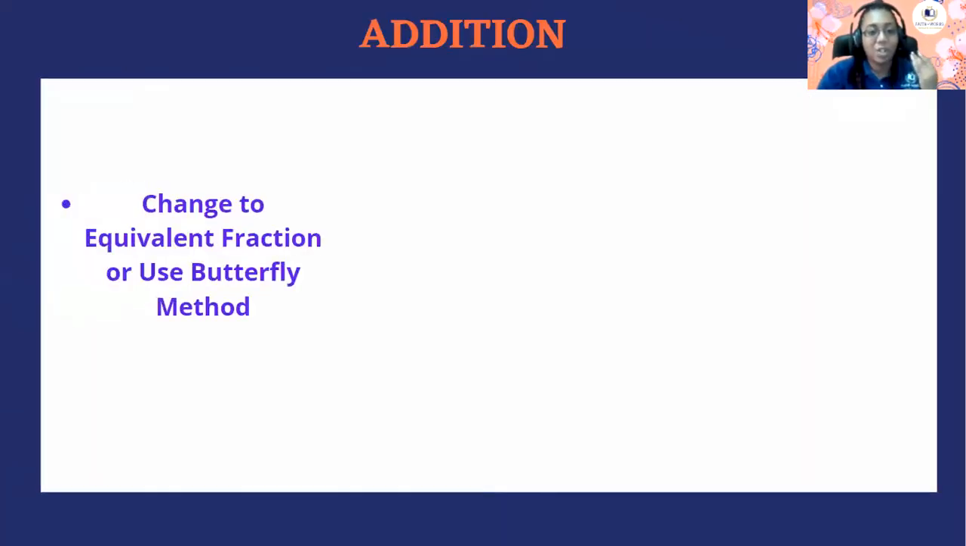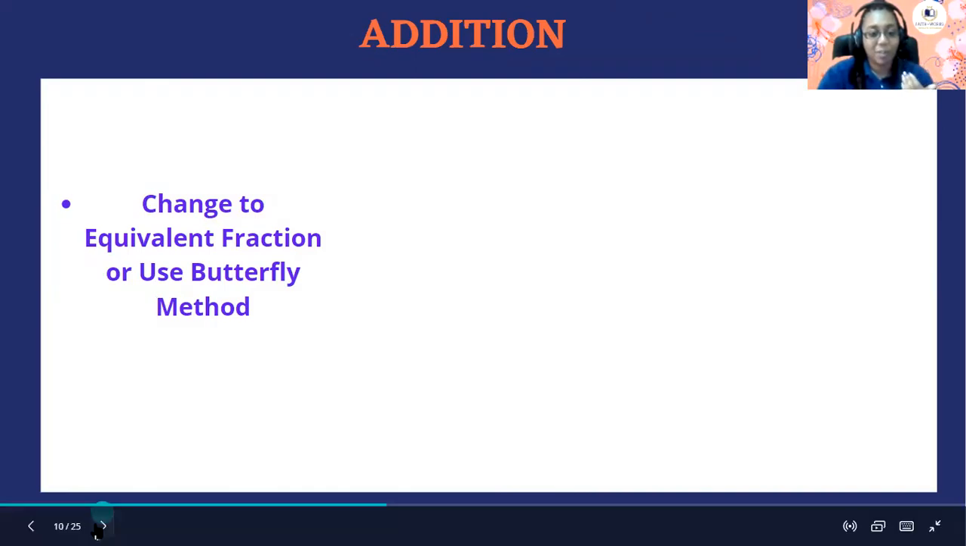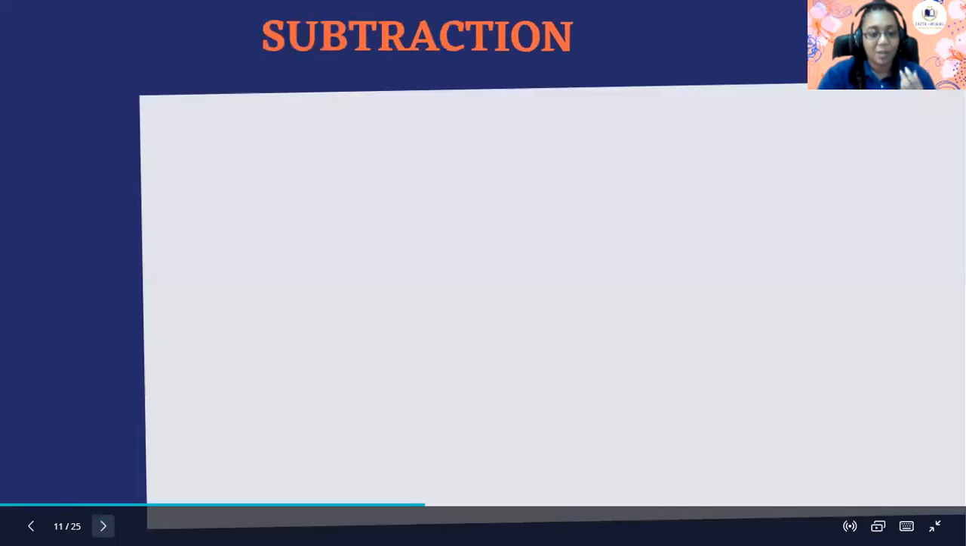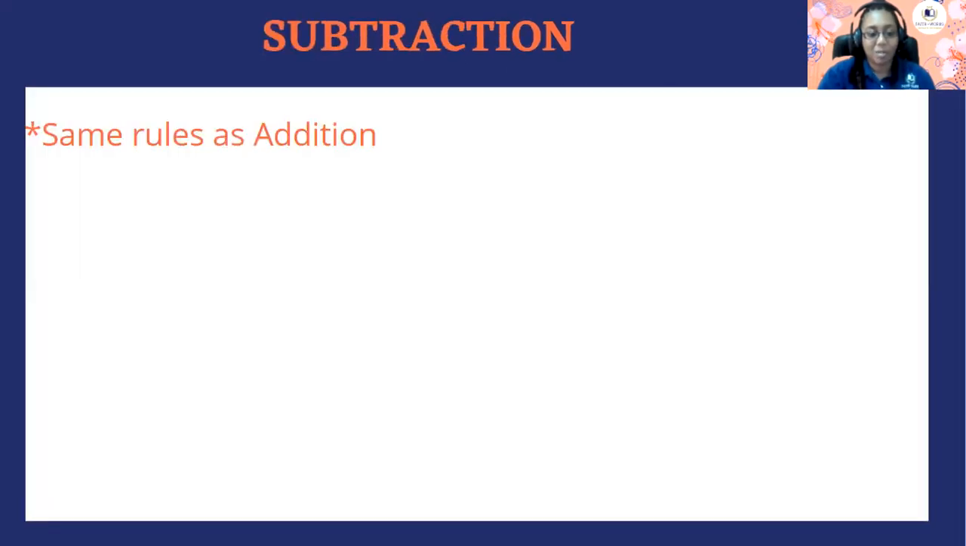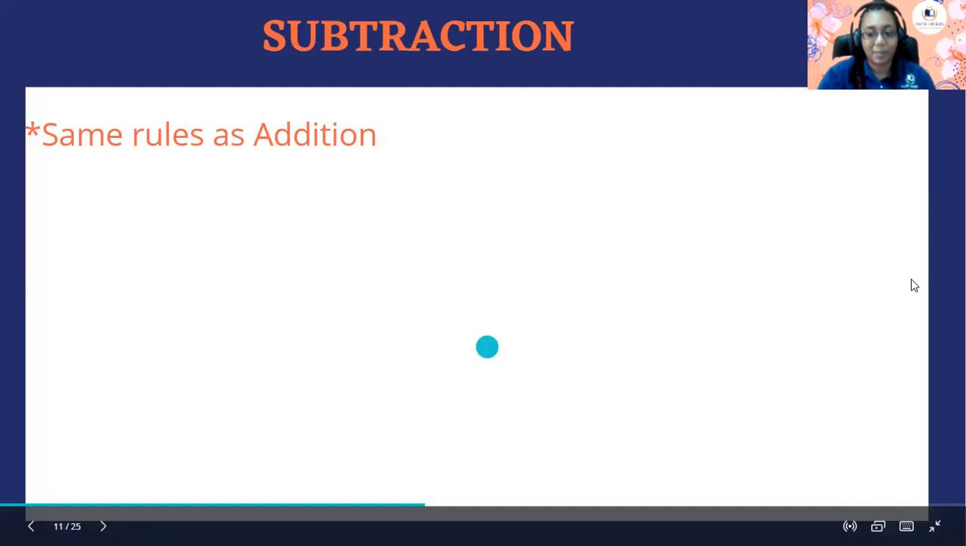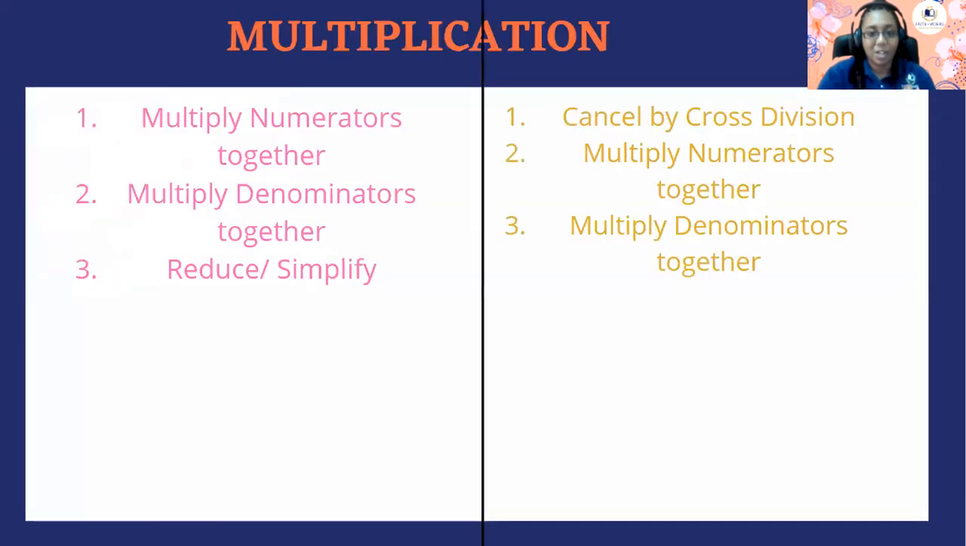So for addition, you could use proper fractions or improper, right? You can use the equivalent fraction method or the butterfly method. We're going to go through those again. Subtraction, same rules apply. Multiplication, we have two different methods.